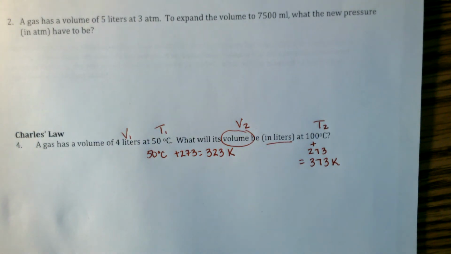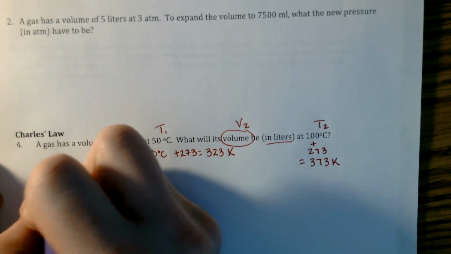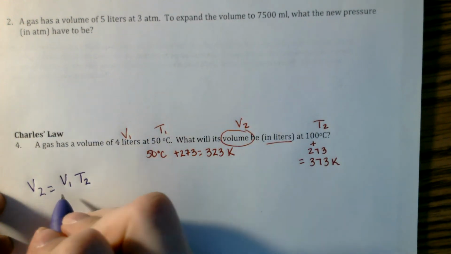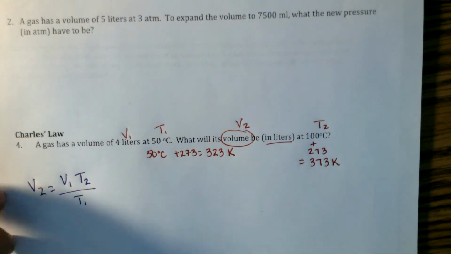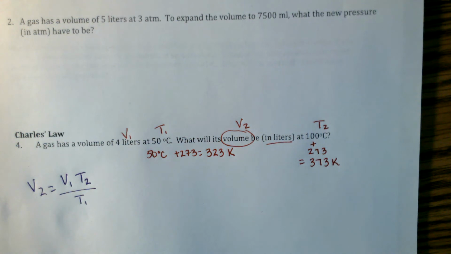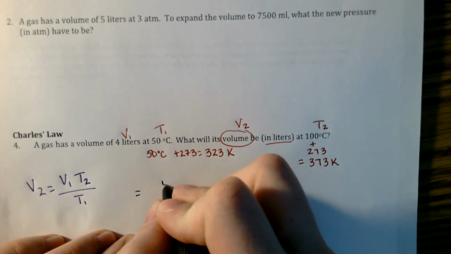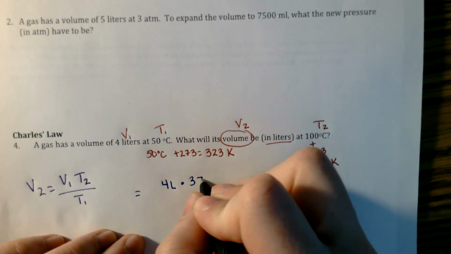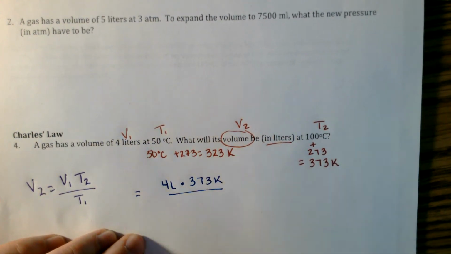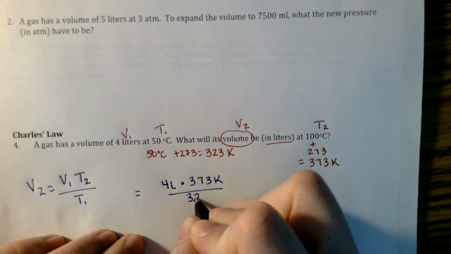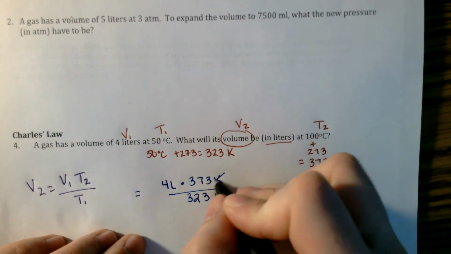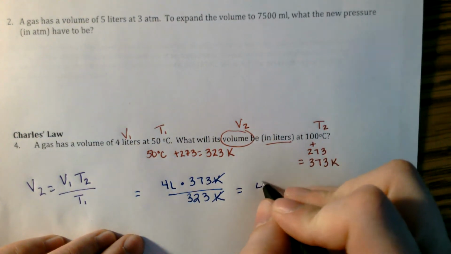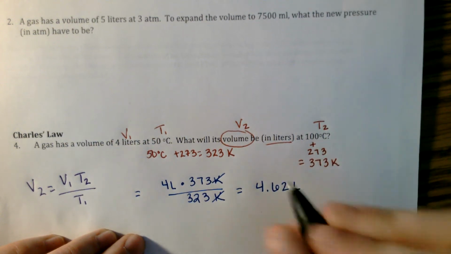So we have 2 new updated numbers. The equation that we're going to be using for this is V2 is equal to V1 T2 over T1. So we can go ahead and plug and chug. So we're going to have 4 liters times 373 Kelvin over 323 Kelvin. Our units of Kelvin are going to cancel out, and we are going to be left with an answer of 4.62 liters.